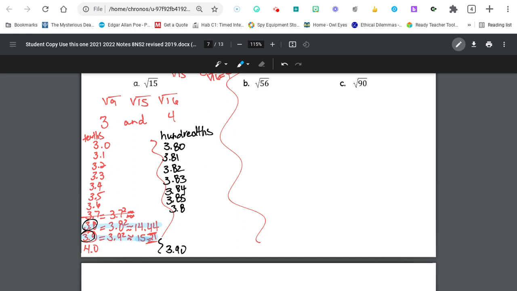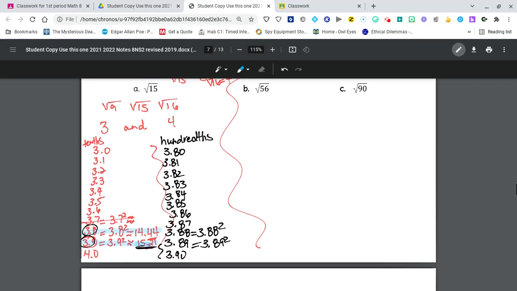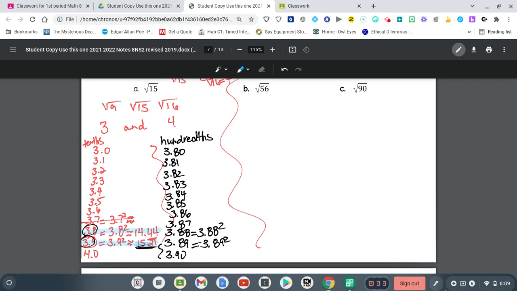I can tell you that I'm going to check something closer to 3.9, because 3.9 squared was 15 and 21/100. So I'm going to check 3 and 88/100. Then I'll check 3 and 89/100, okay? Let's check 3 and 88/100 and see what we get.